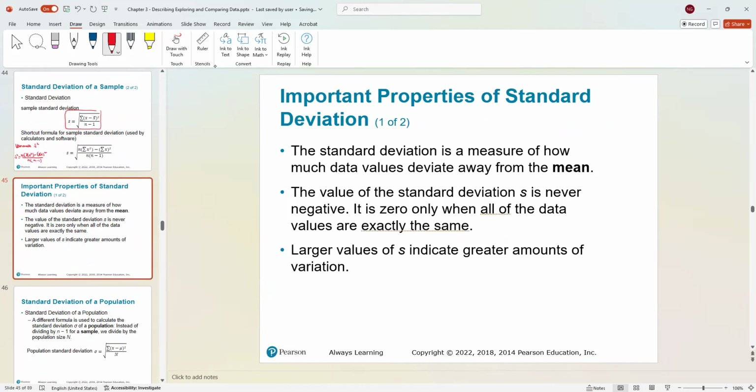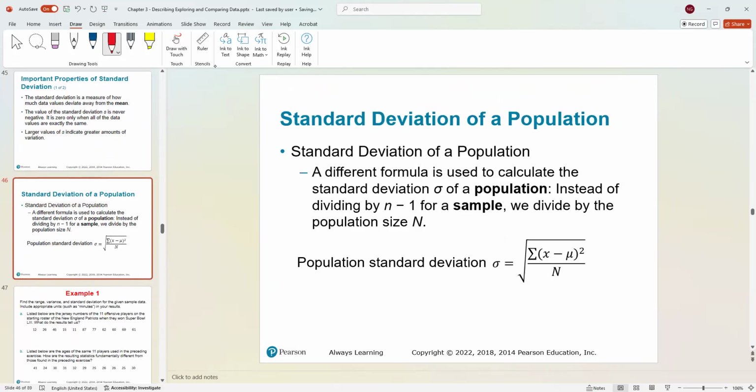The standard deviation is a measure of how much data values deviate away from the mean. So the standard deviation tells us how far we deviate from the mean. The value of the standard deviation, S, is never negative. You need to remember that. It is zero only when all the data values are exactly the same. Larger values of S indicate greater amounts of variation because we study the variations.